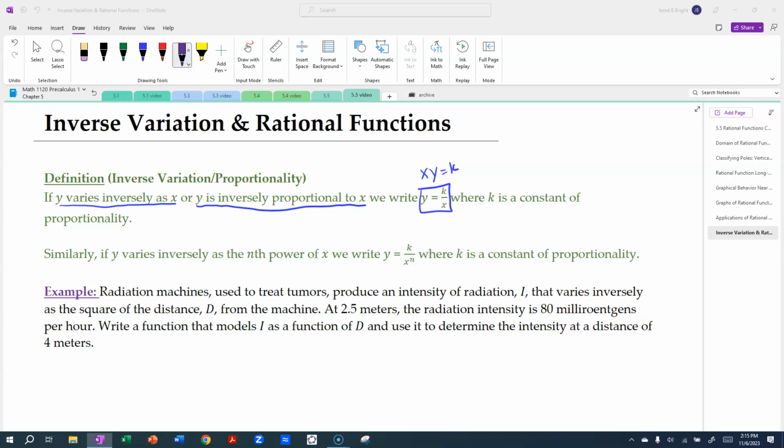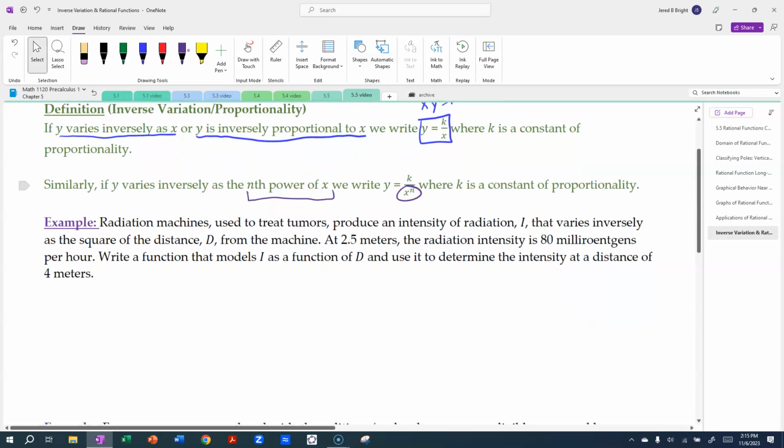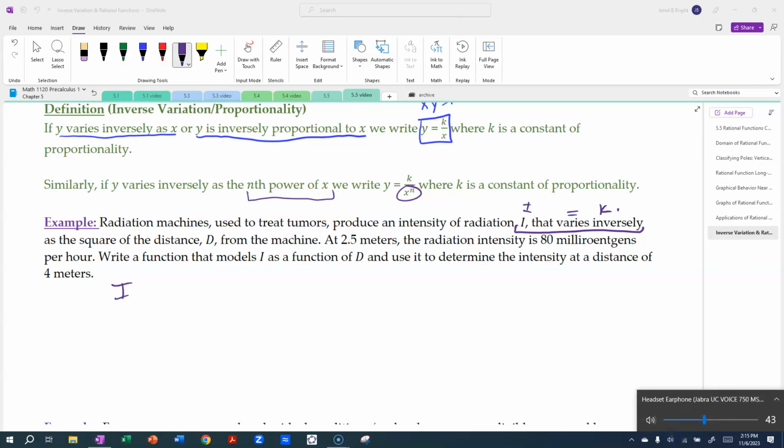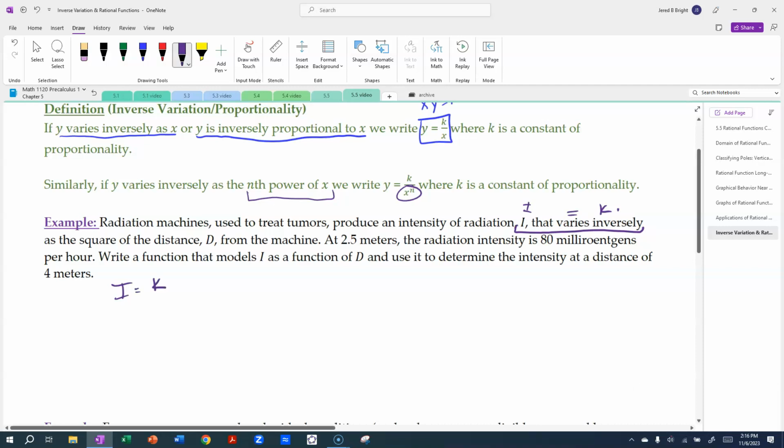In certain instances, you might have an nth power of x appearing in there, so just put the exponent on x and move on. The exponent happens to come into play with this first example. Radiation machines, and you can read all that there. But the moral of the story is that I varies inversely. So when I see that as a mathematician, I write I equals k times whatever follows, the square of the distance. So I is equal to k over d squared.